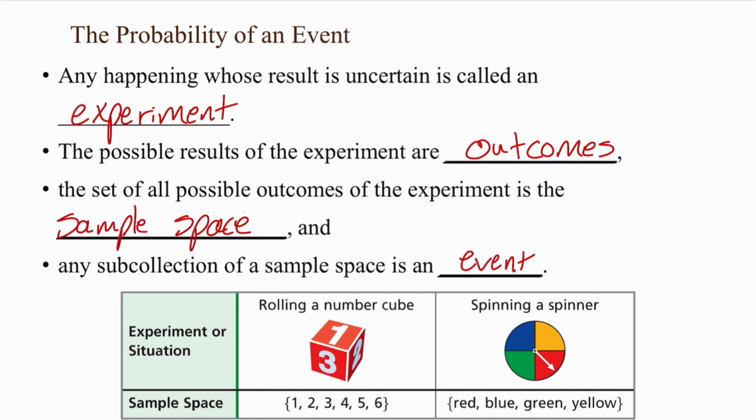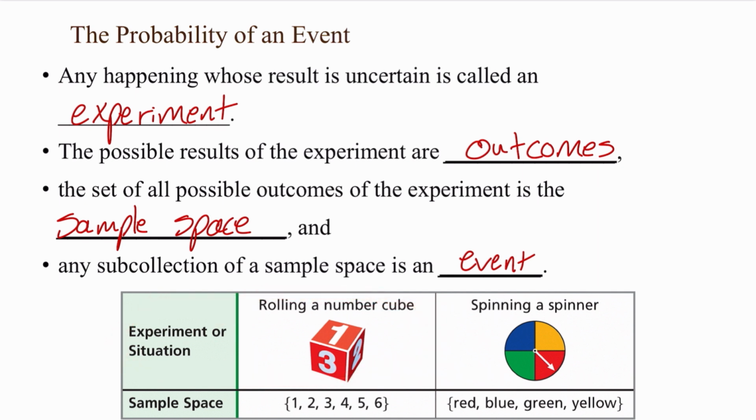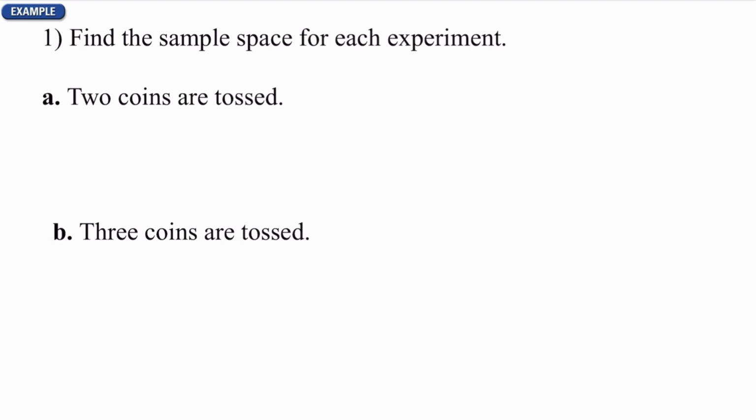So here we can see that one experiment or situation could be rolling a number cube, often called a die. The sample space, you'll notice, is written in curly brackets: 1, 2, 3, 4, 5, or 6. Another situation could be spinning a spinner, and in this one, you could get red, blue, yellow, or green. That would be your sample space. An event on the spinner could be landing on blue. I'd like you to find the sample space for each experiment. Pause the video and try this.